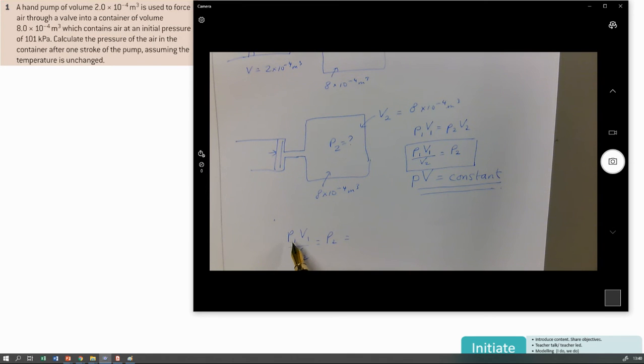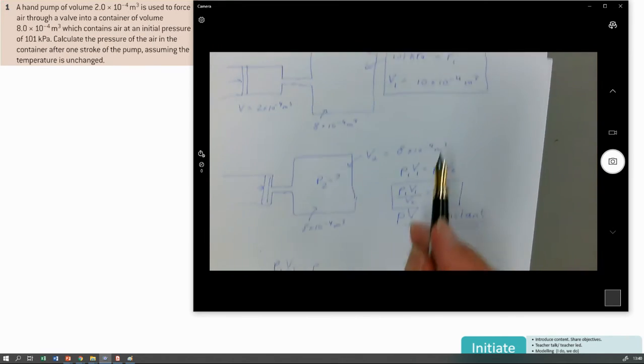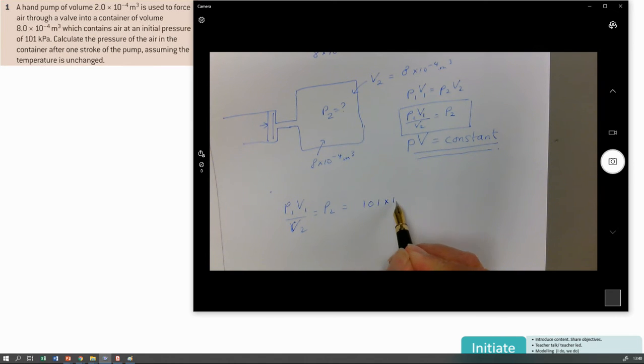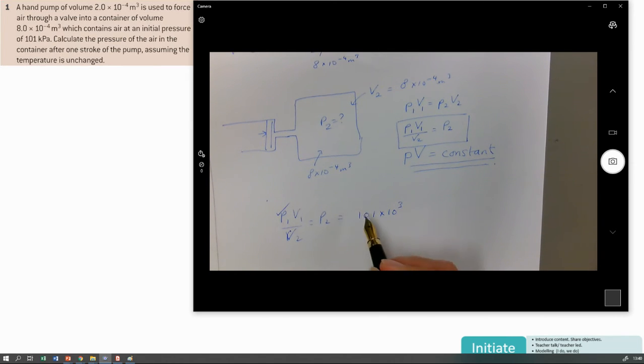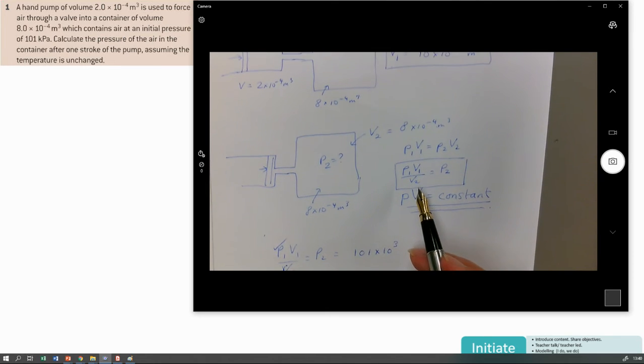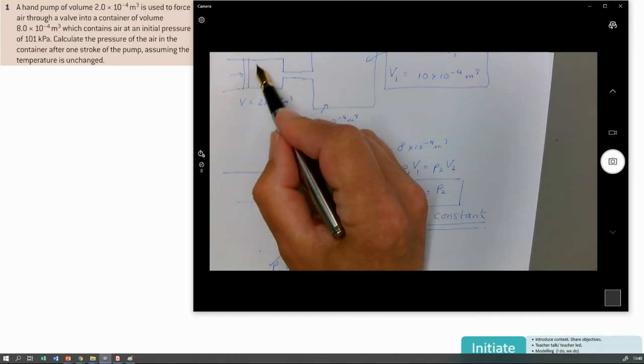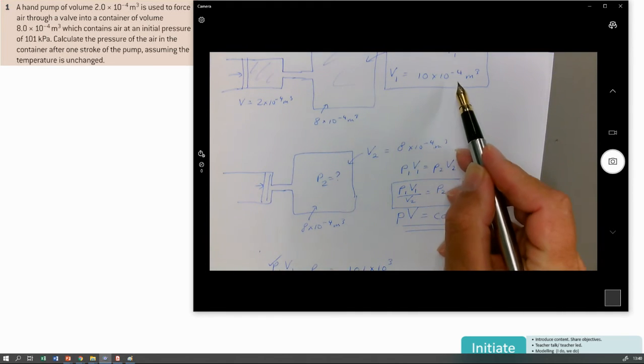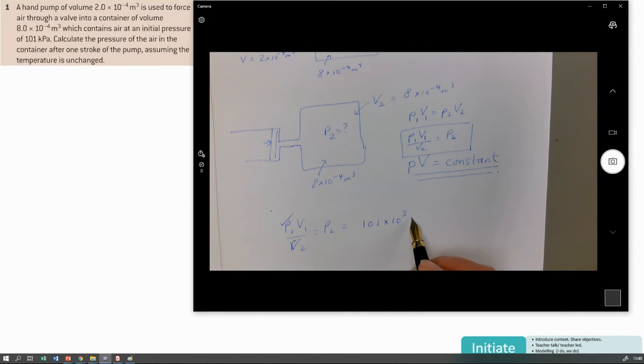We know what P1 is, because that was up there. P1 is 101 kilopascals. We know what V1 is. V1 is that total volume that we started with, all of that. That's times 10 to the power of minus 4. Divide it by V2. V2 we know is that. That's V2, 8 times 10 to the minus 4.